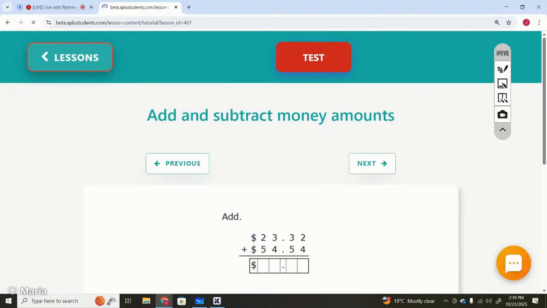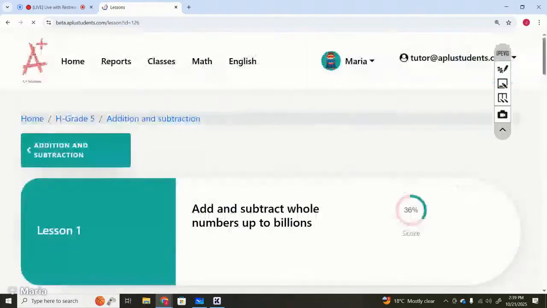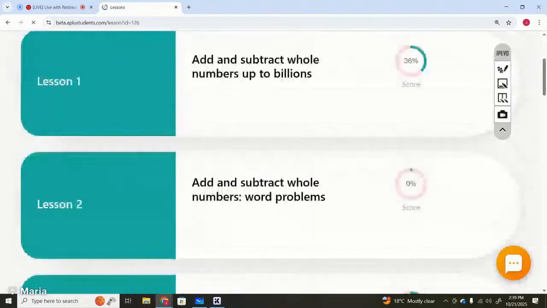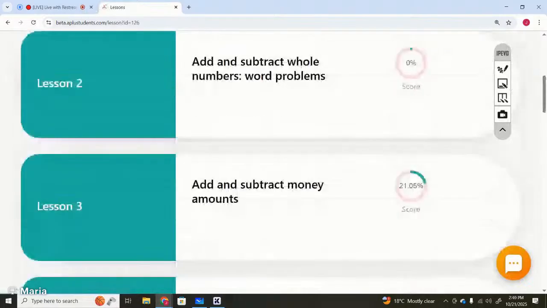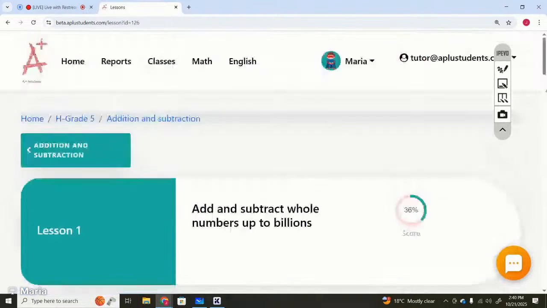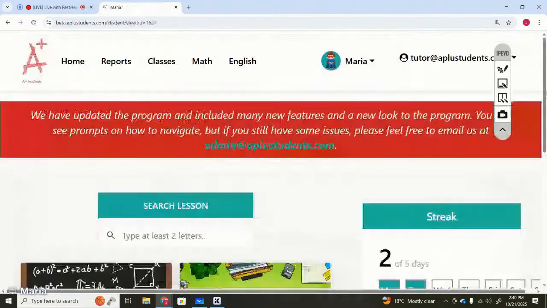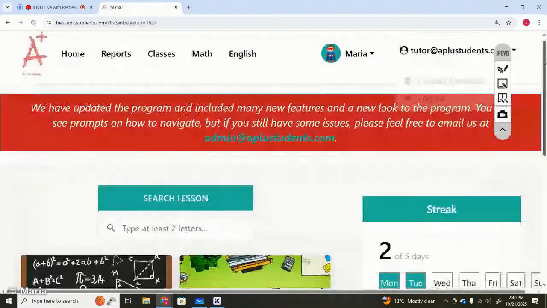So we were working on grade 5 math. The chapter we are working on is addition and subtraction. The lessons we have covered today are add and subtract whole numbers up to billions, add and subtract whole numbers word problems, and add and subtract money amounts. So please make sure you have your notebook and pencil so that you can note down the important examples and definitions as well.